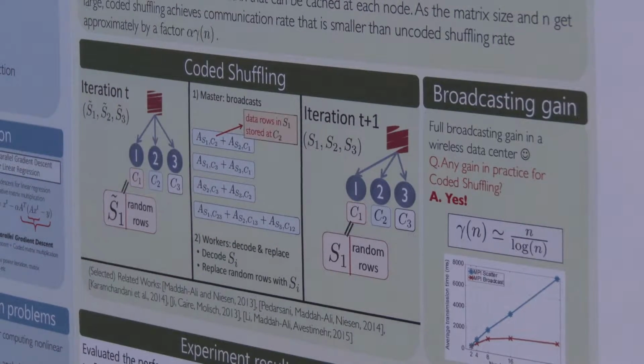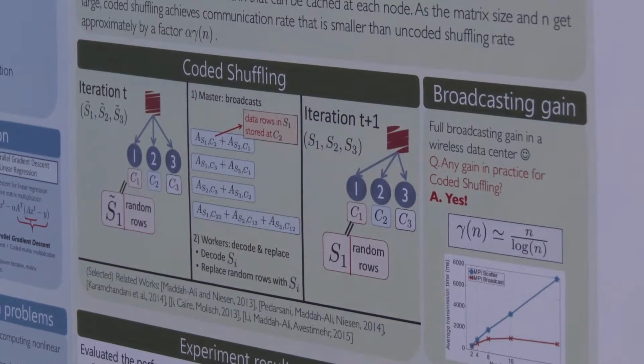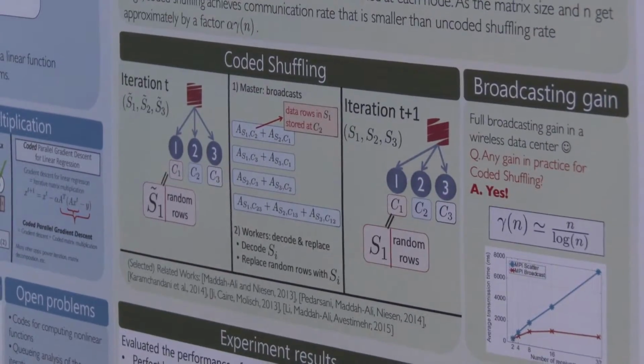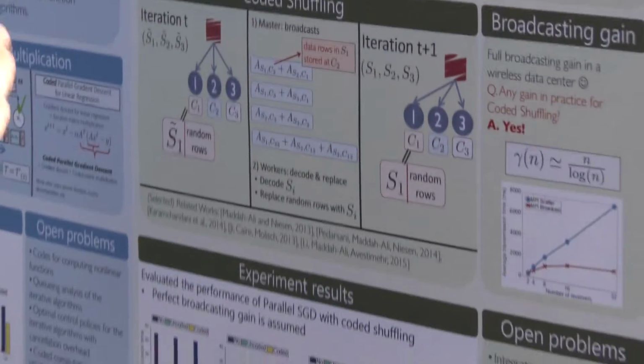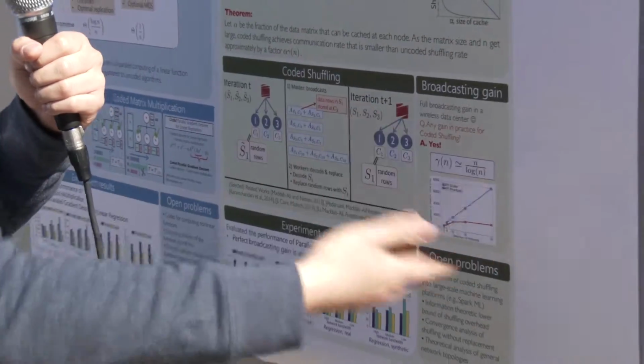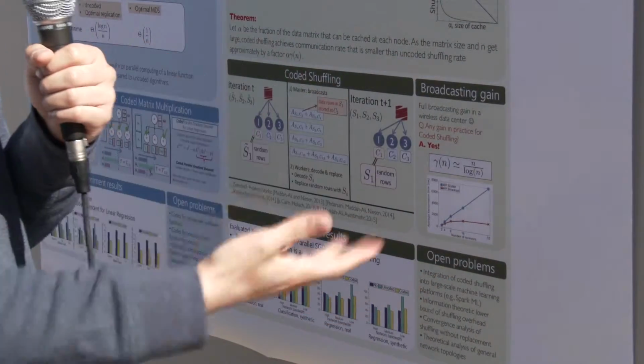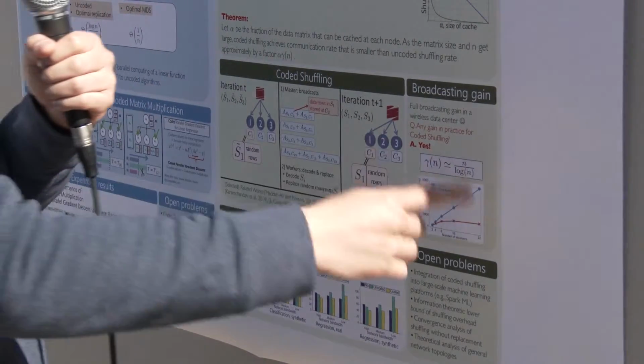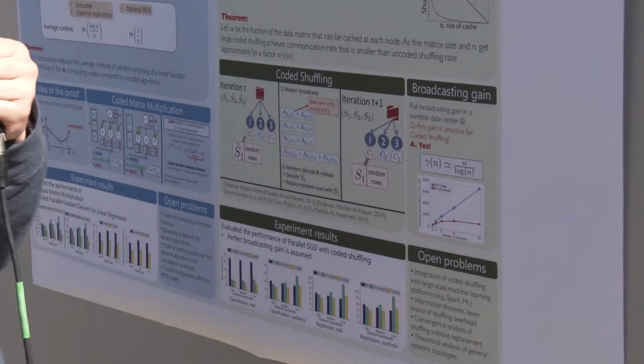But the problem is that in current data centers, we don't have a broadcasting channel. However, you can use a networking trick so that you can implement pseudo broadcasting even with the unicast channel. On our platform, we have tested this, and instead of having the perfect broadcast gain, which is n, we can achieve n over log n, which is a pseudo broadcasting gain.